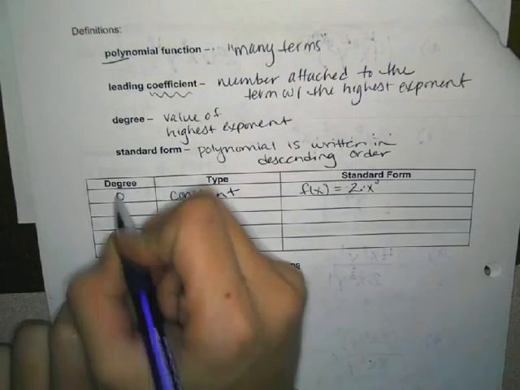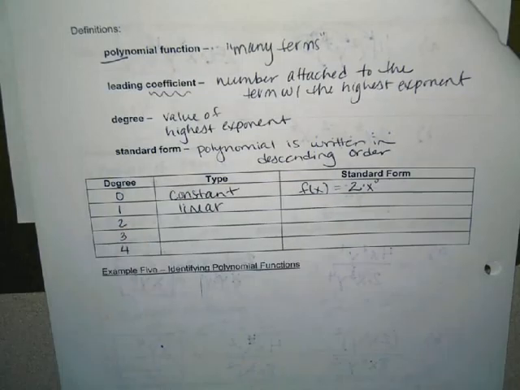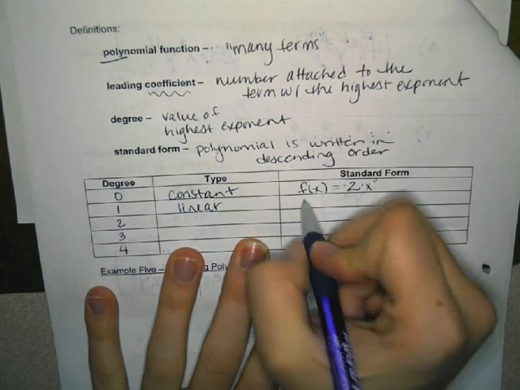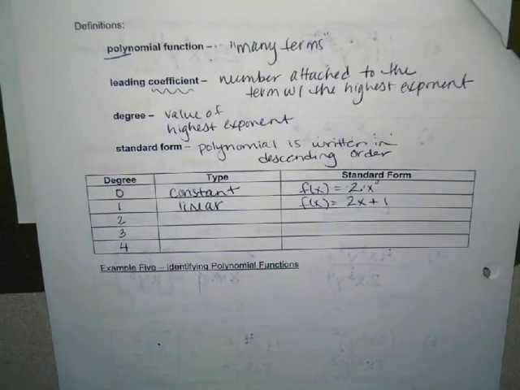Degree 1 would be a linear function. These are ones that we spent the majority of our time, maybe the first month or so of class. So that type of function would look like, I don't know, 2x plus 1. Have the form like y equals mx plus b.